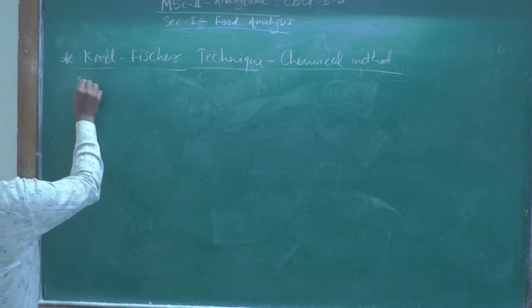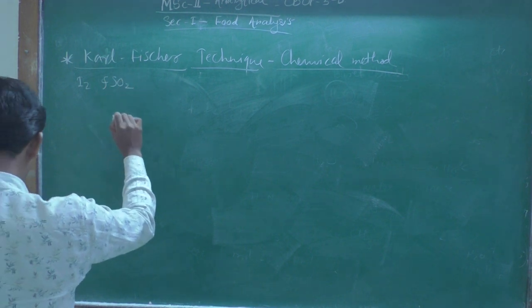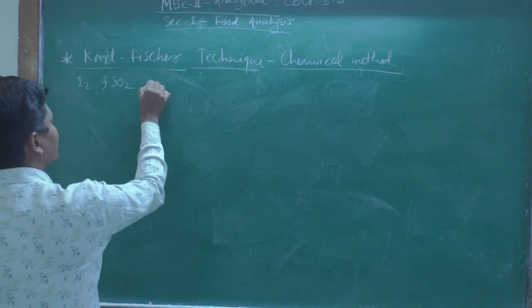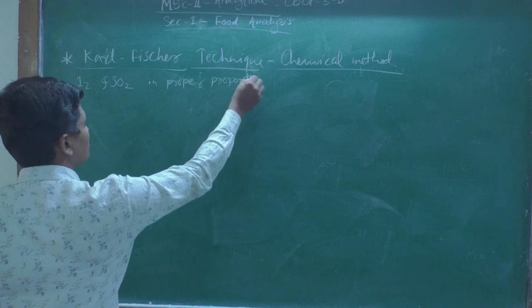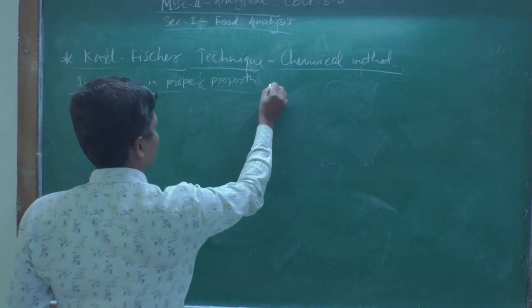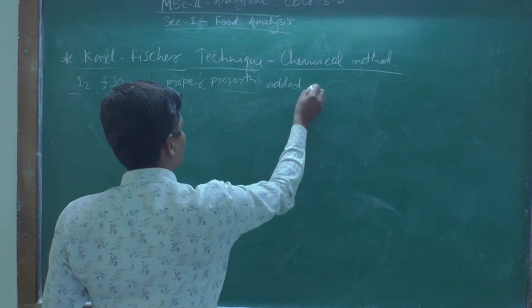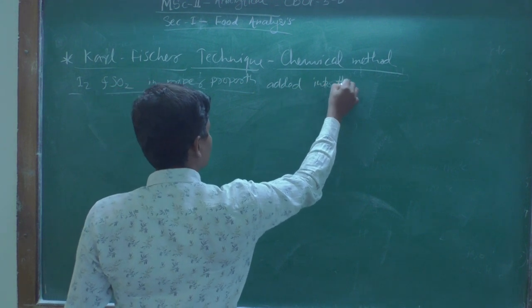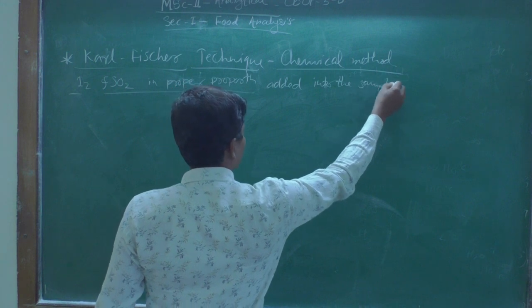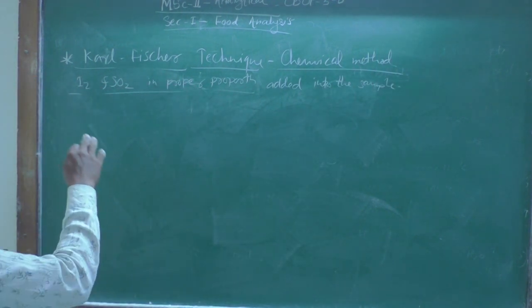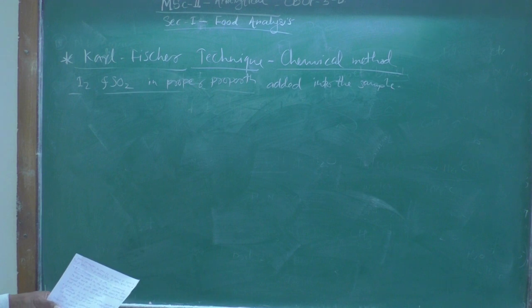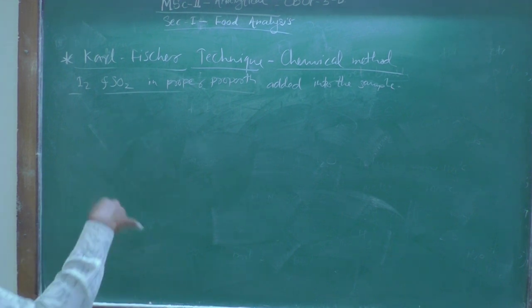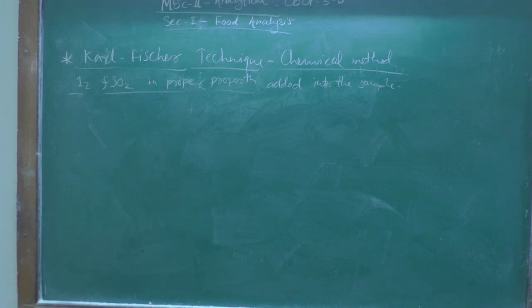In this titration, I2 and SO2 in proper proportion are added into the sample before titration. So these two chemicals are added into the sample before titration. Then the moisture from our food material reacts with this I2, and the I2 is reduced by the water present in our sample to HI.